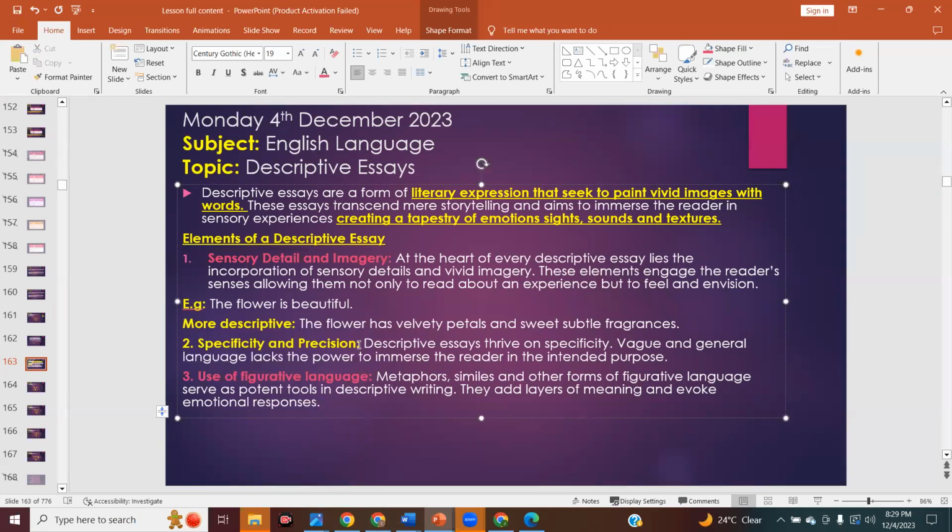So what are the elements of a descriptive essay? We need our sensory details and imagery. We need our specificity and precision. And we need to use figurative language, right? To make sure that we are on track.